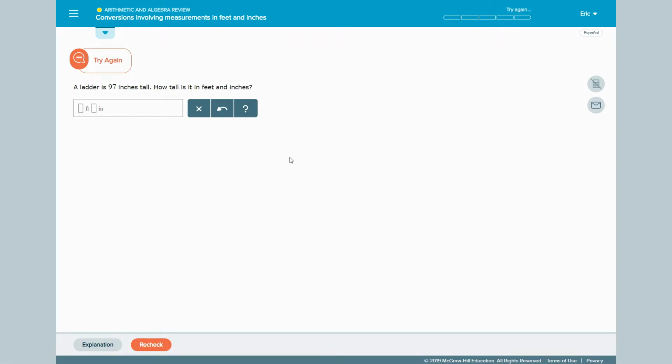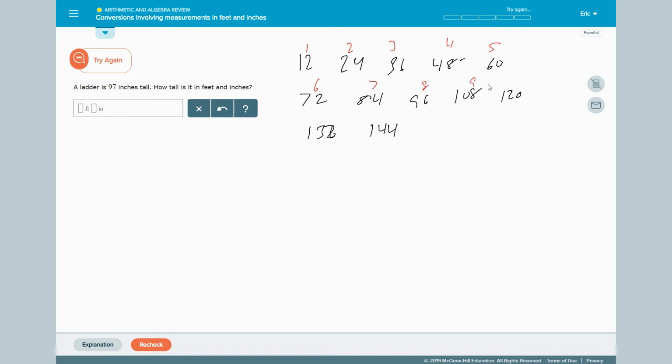Long division isn't extremely difficult, and if you want to make it easier, just write down your 12's timetable. We have 12, 24, 36, 48, 60, 72, 84, 96, 108, 120, 132, 144, and so on and so forth. Each one of these represents a foot, because these are my inches. So 1 foot, 2 feet, 3 feet, 4 feet, 5 feet, 6 feet, 7 feet, 8 feet, 9 feet, 10 feet, 11 feet, 12 feet.